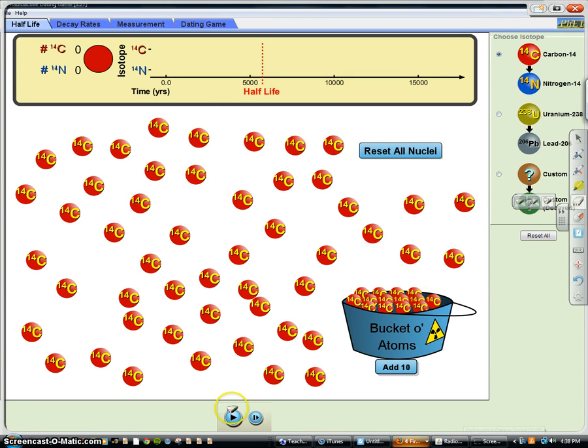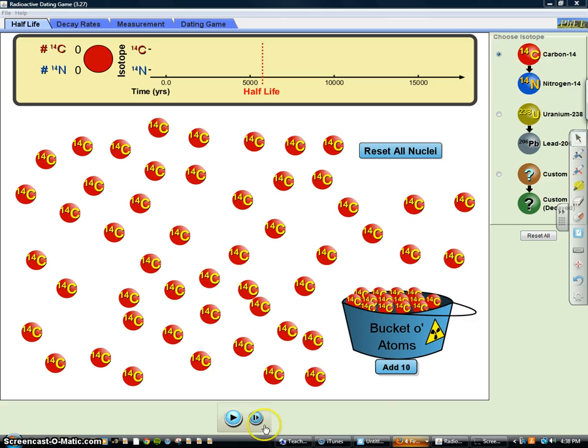So we have a bunch of carbon-14 atoms, and we know that they're not stable. Carbon-14 has a half-life of about 5,700 years. For convenience's sake, we will fast forward through this a lot more quickly, so that 5,700 years will take about 10 seconds. After I hit play, it's going to run the simulation, and you'll see the carbon-14 nuclei turning into nitrogen-14, and as they do, they'll shoot out a beta particle.